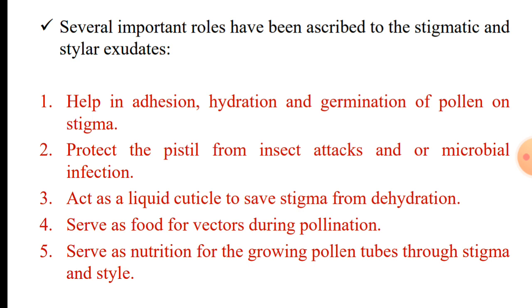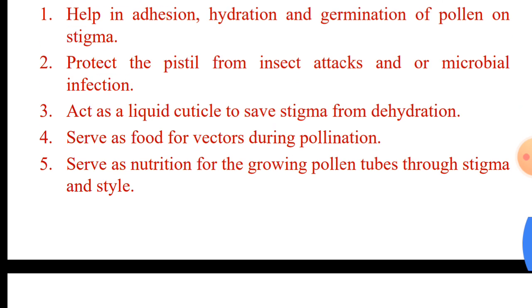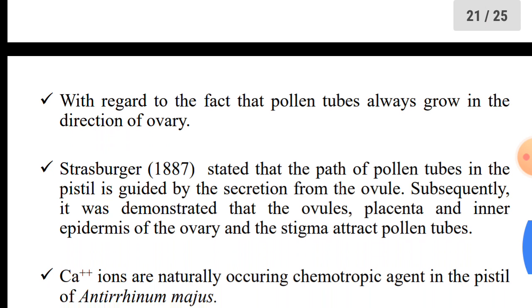The exudates are containing certain chemicals which have inhibitory effects on insects and microbial attacks. Act as a liquid cuticle to save stigma from dehydration. Serve as food for vectors during pollination. Serve as nutrition for the growing pollen tubes through stigma and style.